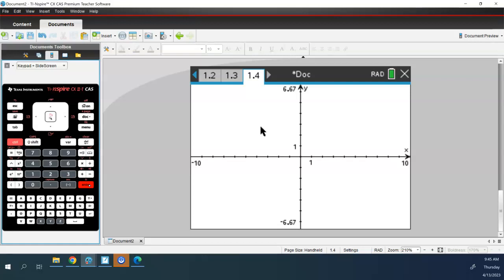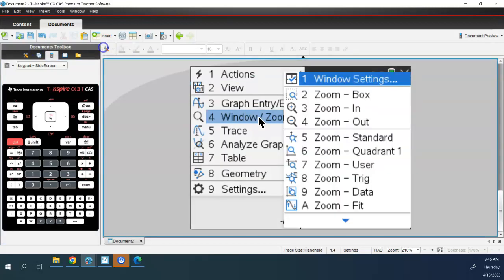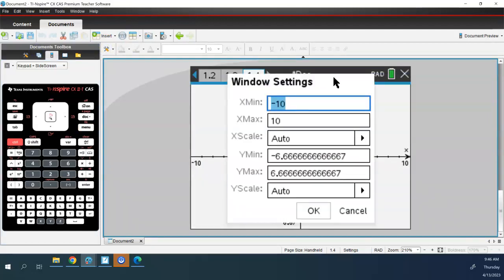What do you mean? Where am I launching it from? With my initial height, 30 feet, right? Okay. This window is only going up to 6 2/3 feet. So I've got to change that number. Now, again, I've got 2 ways to change that. I can go into menu, and then window zoom, and then window settings.